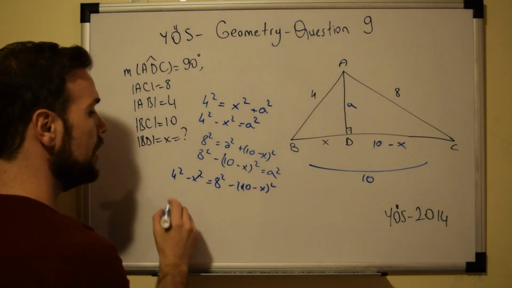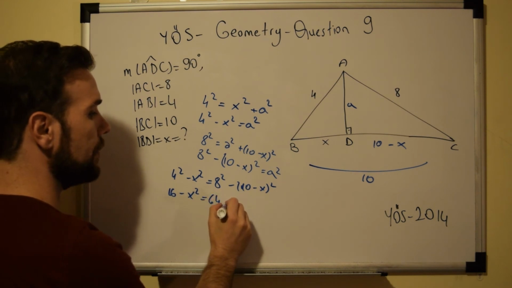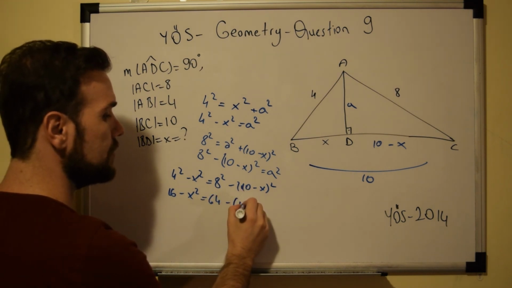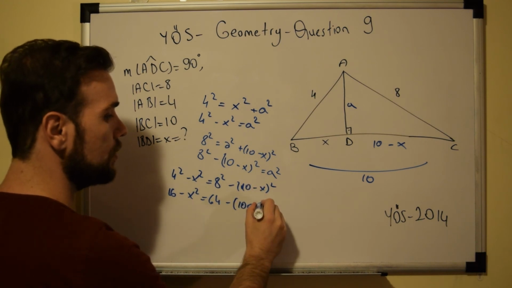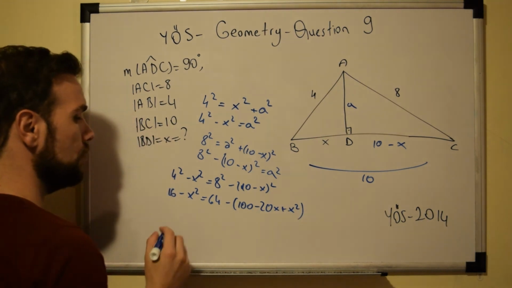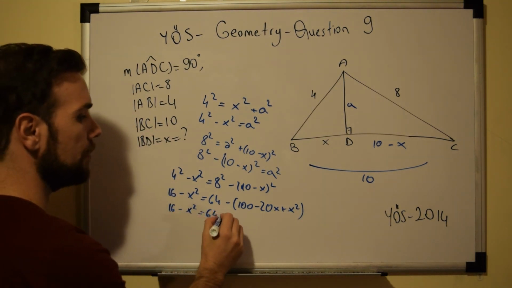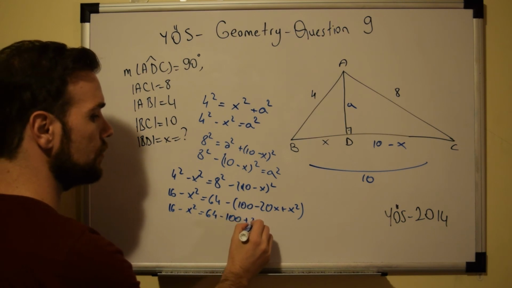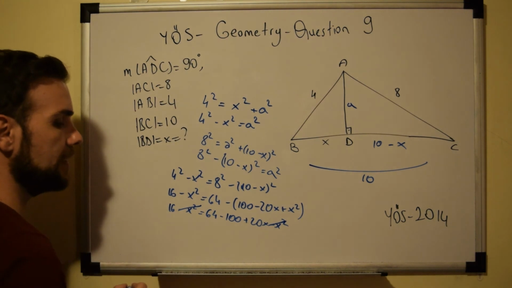We have 4 squared minus x squared, which is equal to 8 squared minus 10 minus x squared. So we have 16 minus x squared, which is equal to 64 minus, we have 10 squared is 100, minus 2 times the first number times the second number, which is 20x, plus x squared. So what do we have here? We have 16 minus x squared, which is equal to 64 minus 100 plus 20x minus x squared. So x squared and x squared cancel each other.